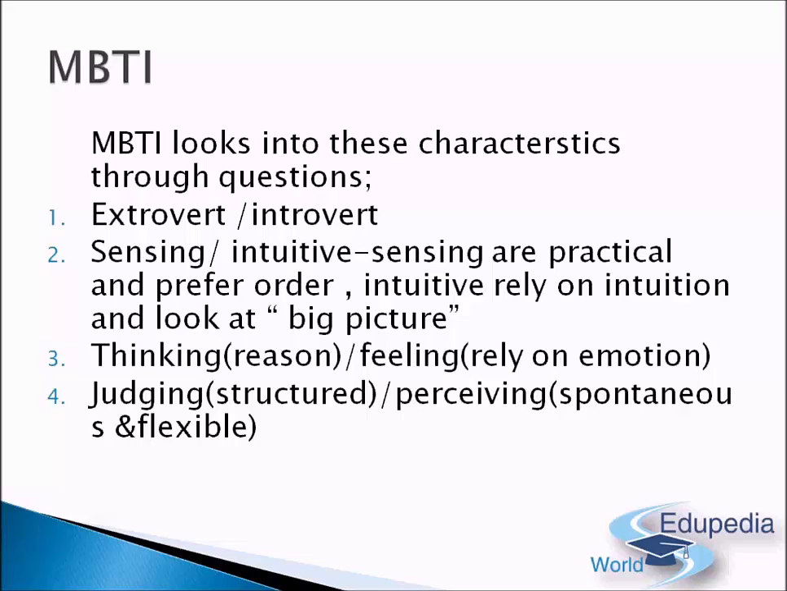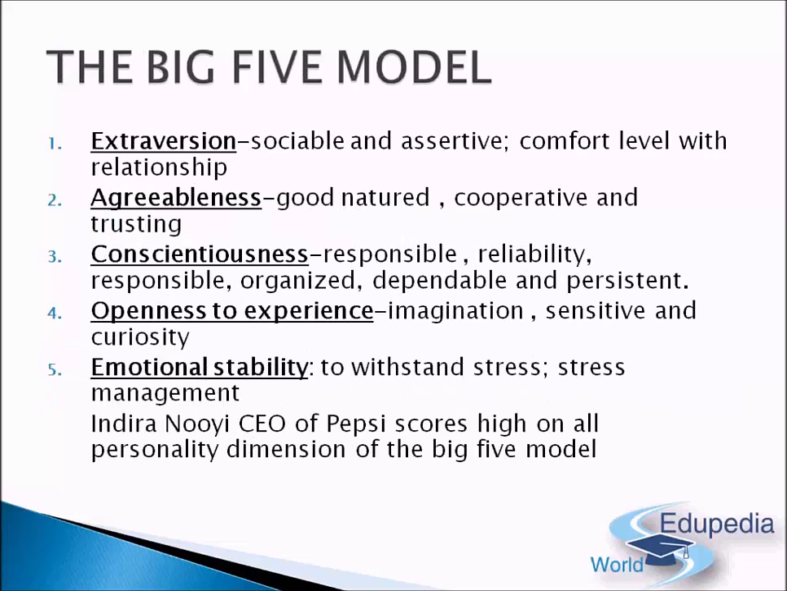Then third is that there are thinking people, very logical people, and the other type of people who rely more on feeling and emotion. The fourth is judging, or structure, the judgmental type, and vis-a-vis perceiving, those people who are spontaneous and flexible. They are not very much into judging by questioning, but they are perceiving spontaneously. These are the four which are being used by MBTI.